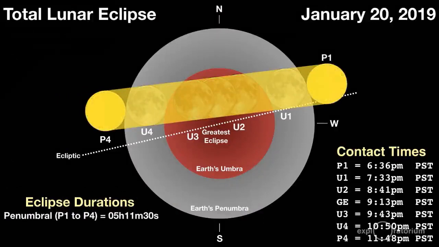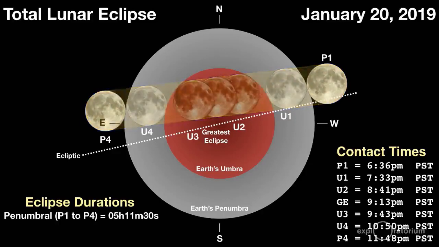The entire eclipse, as you see right here, is from the beginning time it enters the penumbra till it finally leaves the penumbra. It's actually quite long. It's 5 hours and 11 minutes. But we normally don't see the eclipse at that point.